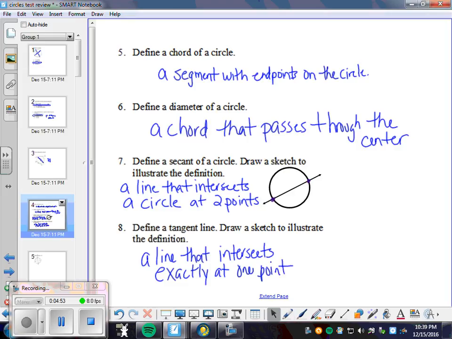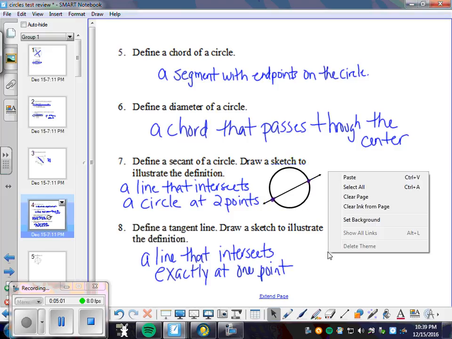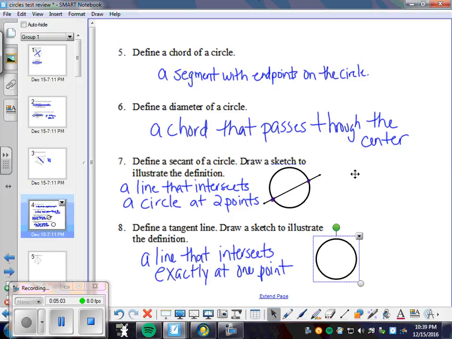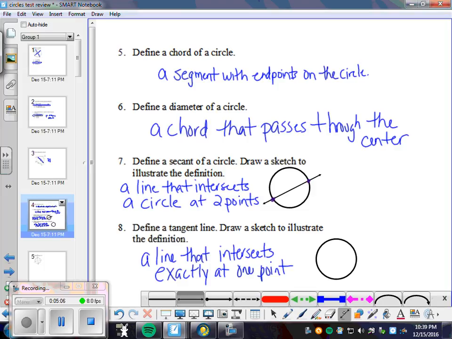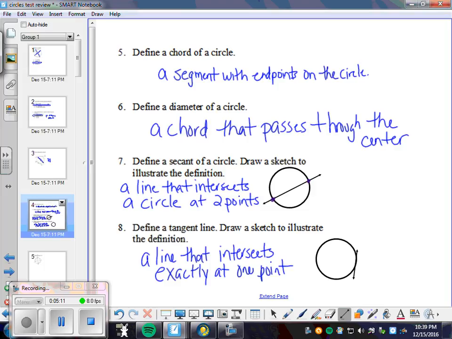Okay, so again, I'm going to copy my circle. All right, so I got another circle. And a tangent line would intersect it in exactly 1 point. So I'm just going to make this go right there. I went too close, but let me move it. Okay, so that would be a tangent line. All right, so definitions, a lot of them on here. So you need to know these. They could be on the test.